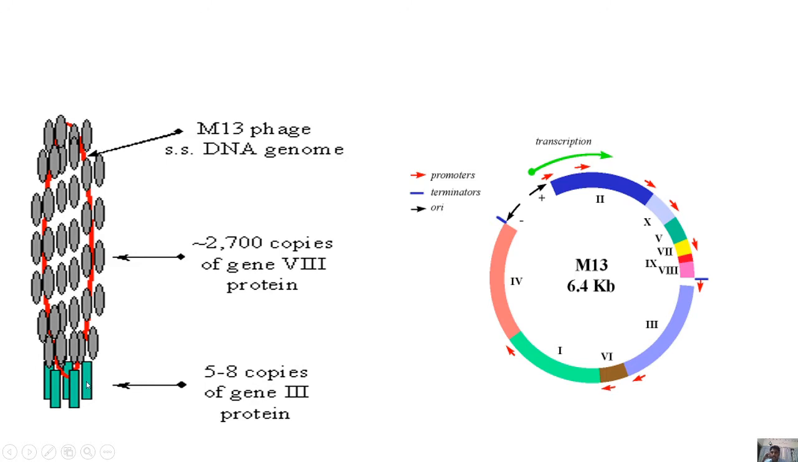And on one end of the M13 phage, there are gene 3 proteins located. Around 5 to 8 copies of gene 3 proteins can be seen at one end of the M13 phage. So the function of the gene 3 protein is to interact with the sex pilus of the bacteria, and it enables this M13 genome to enter into the bacterial cell.